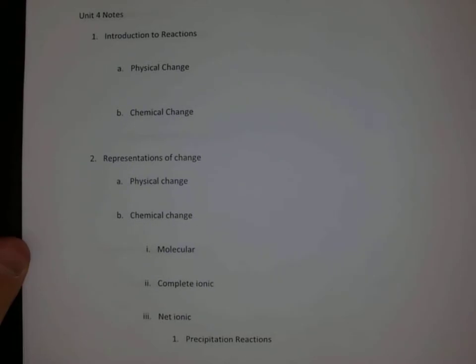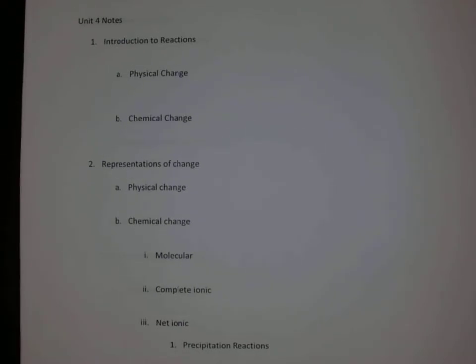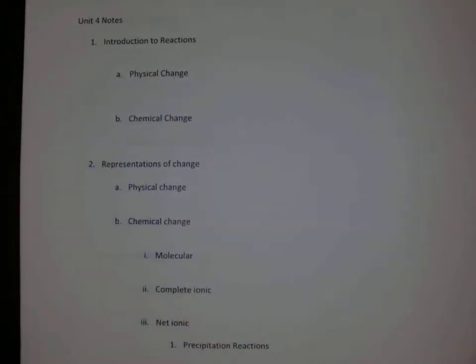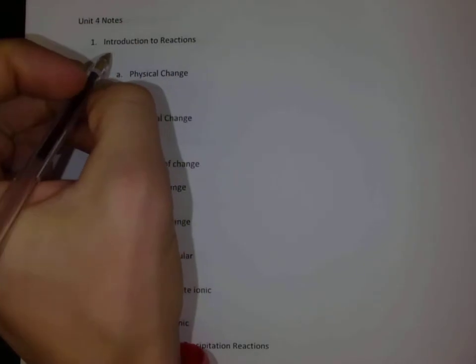All right, so Unit 4 here, right? Unit 4 is all about chemical changes, right? And what we're basically doing is introducing some of the types of chemical reactions that we're going to be talking about and how we can represent those, what happens with them, just introductions, okay? So it is all about introduction to reactions, okay?